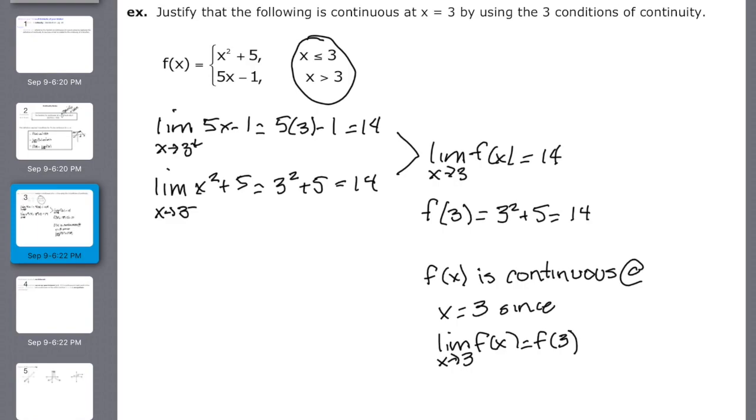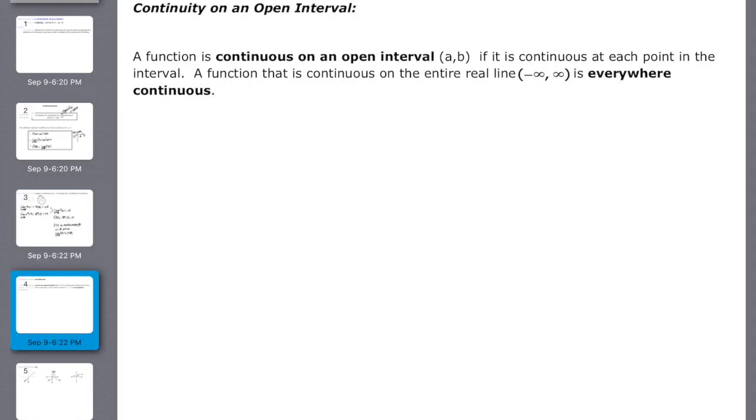Okay, so let's look at the next slide. So when we talk about a function being continuous on an open interval, okay, that means we're not really looking at the endpoints, but we're looking at all the points in between.